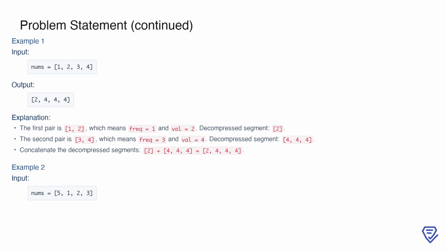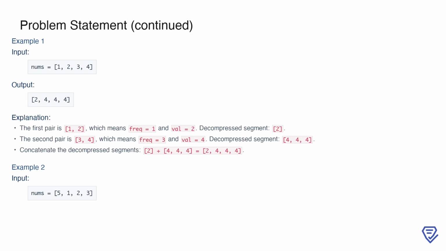If the input array is nums equals 1, 2, 3, 4, we interpret this as two pairs, 1, 2, and 3, 4. For the first pair, frequency equals 1 and val equals 2, so we decompress it to 2. For the second pair, frequency equals 3 and val equals 4, which decompresses to 4, 4, 4. When we concatenate these segments together, we get 2, 4, 4, 4 as the output.